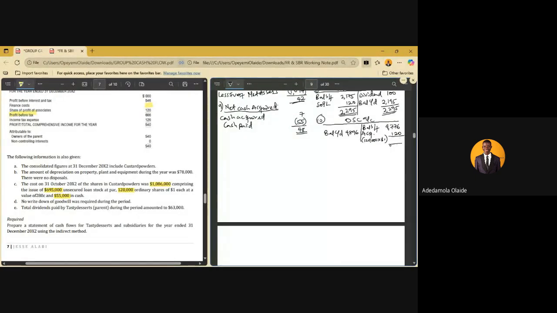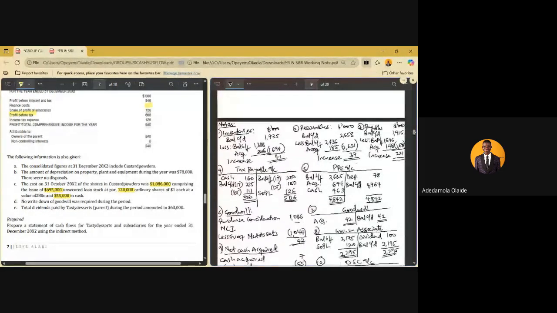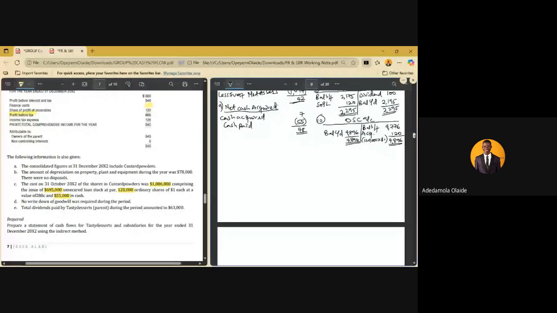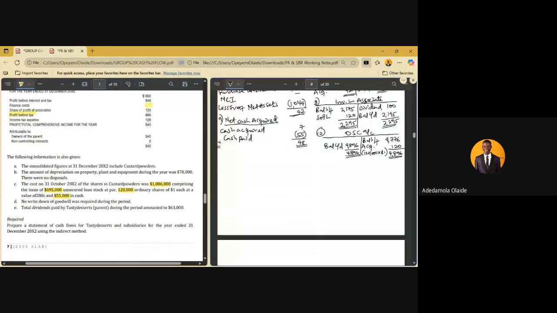So that's what? 4896. So that means the movement in our share capital is not cash. It's to pay for the acquisition. So we leave that out. It's not coming to our cash flow.